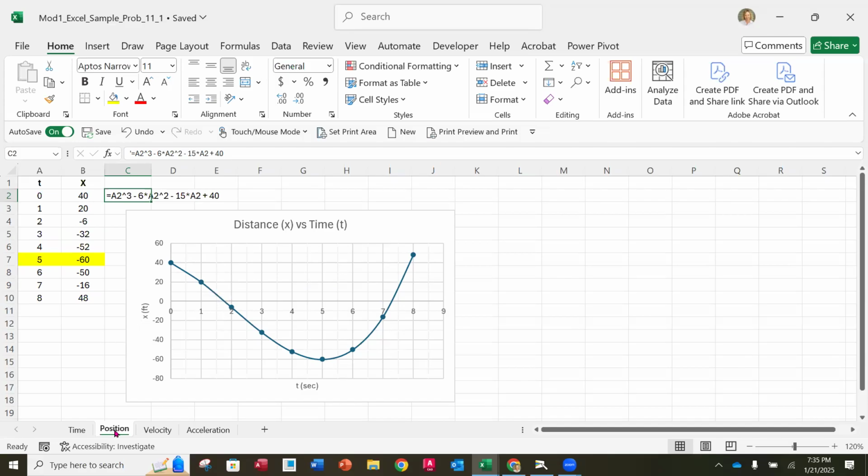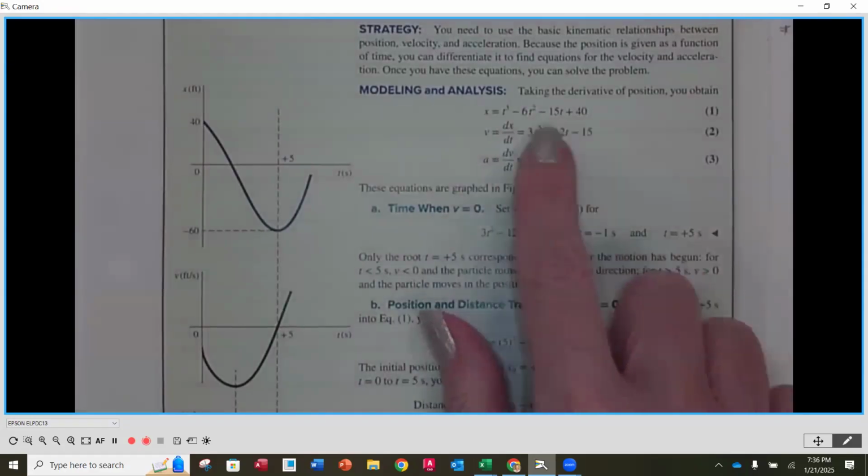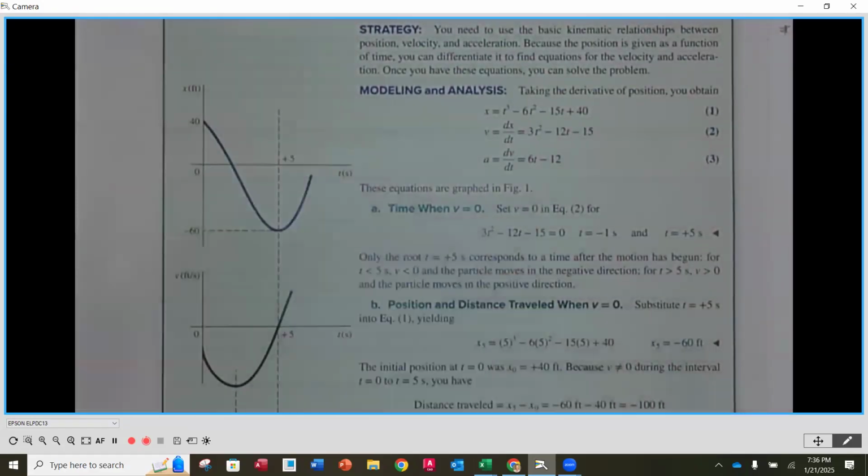Okay. And this again is the equation that was given to us for position. It's the first equation that identifies the motion. So again, if we go underneath here, that equation right there is the equation of the line for the graph.